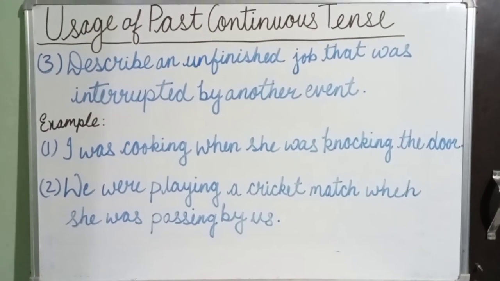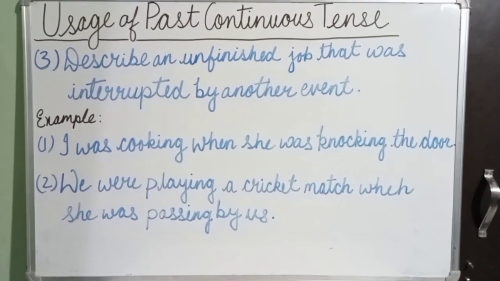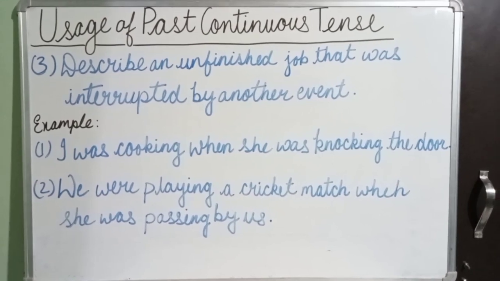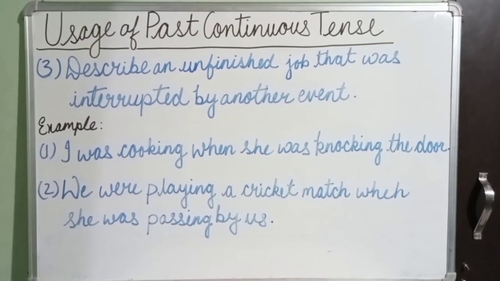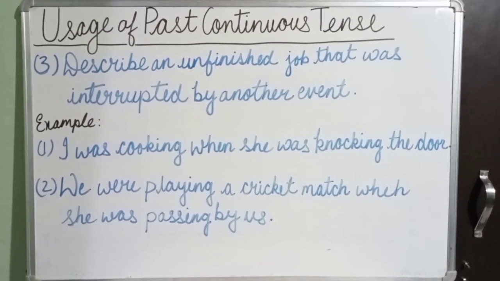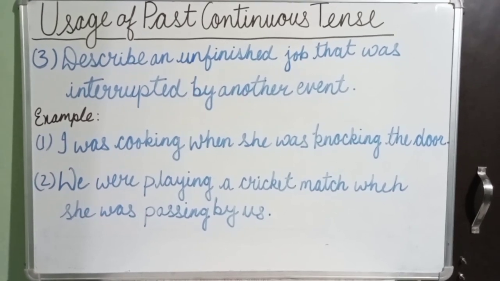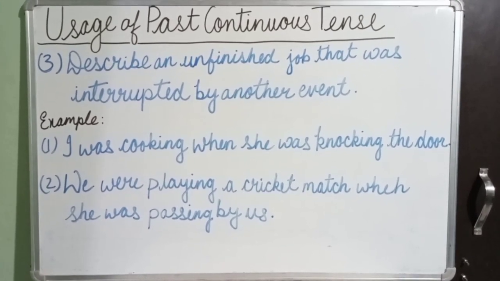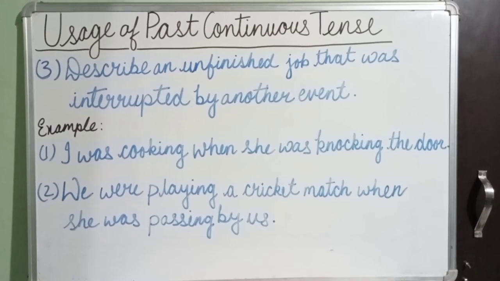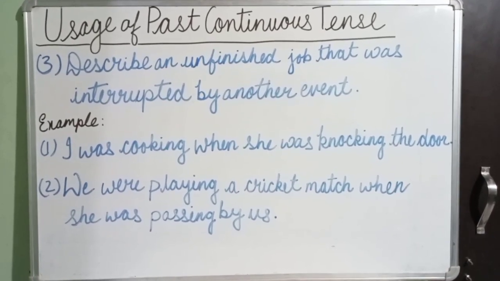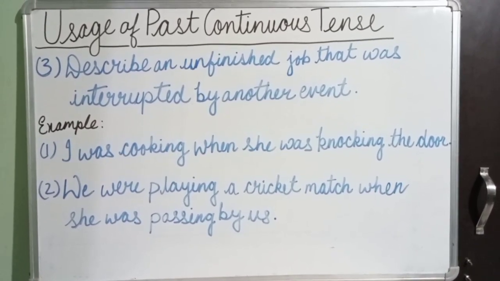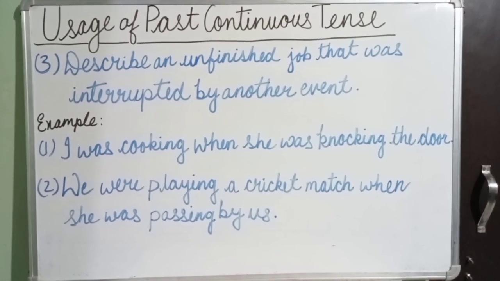Number 3. The past continuous tense describes an unfinished job that was interrupted by another event. For example, I was cooking when she was knocking the door. Number 2. We were playing a cricket match when she was passing by us.